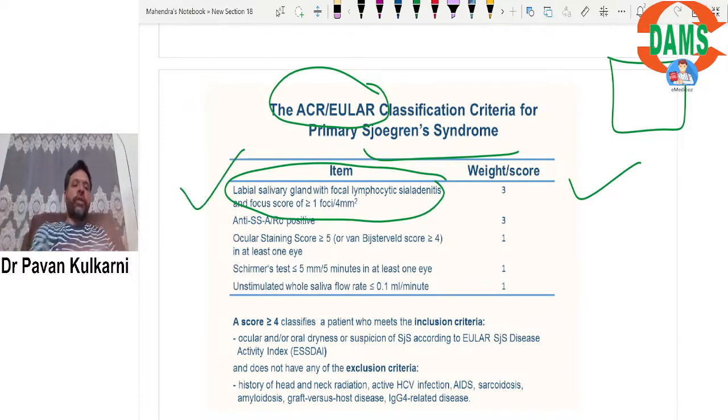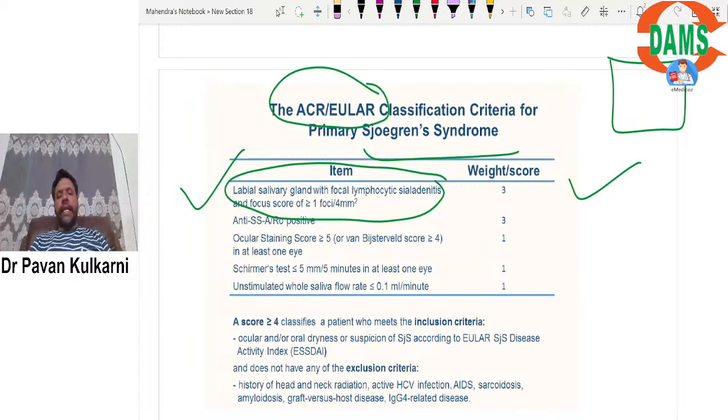This is the most characteristic or reliable criterion for diagnosis of Sjögren syndrome. There are other criteria, other scores. Don't worry about that, they won't ask you all those things. But remember, you can expect this question: which is the most consistent criterion?